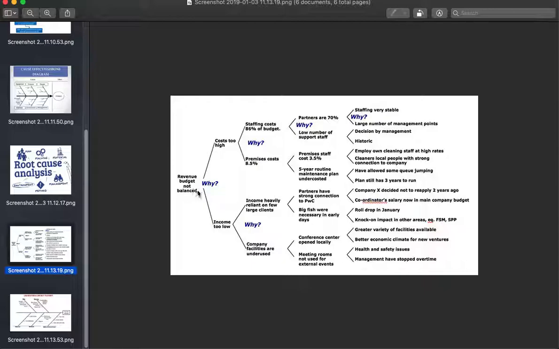And this again goes back to the 5 whys, but every time there's an additional why, it unpacks it to a greater degree. And so you notice that this why has 2 more whys, and this why has 4 more whys, and et cetera, et cetera. It goes on. So the revenue budget was not balanced. Why? Well, the costs were too high or the income was too low. Could be either of those. Why were the costs too high? Well, staffing was 86% of our budget. The premises cost 8.5%. Let's keep going down with this one. Partners are 70%. Low number of support staff. Not enough internal training. On-site staff was a low percentage.